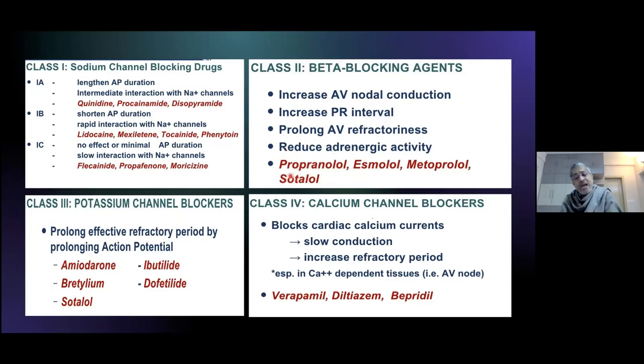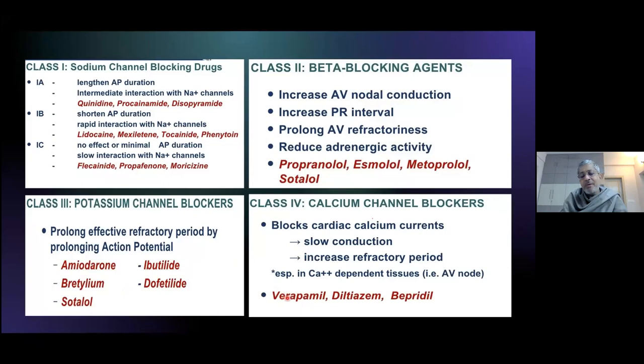Sotalol I have used as an alternative to amiodarone in patients where there is documented hypothyroidism. These are the only patients to whom I have given it, but otherwise it has not been used very commonly. Prolonged amiodarone, as I told you, is to prevent AF, and in some patients with frequent ventricular ectopics with LV dysfunction, you can give it. Similarly, for sotalol, bretylium, ibutilide and dofetilide, I have very minimal experience.